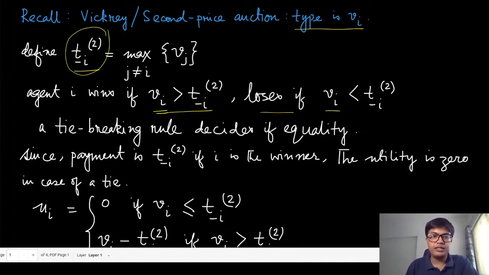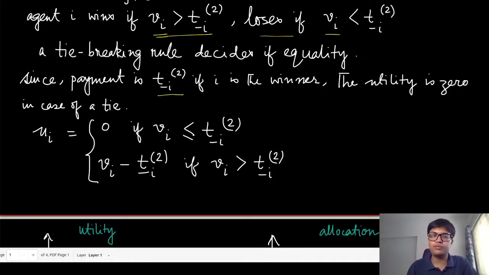Now the payment. So we know that under second price auction, the winner pays the second highest bid. So if agent I becomes the winner, then it pays T minus I. For all the other cases where VI is not the highest bidder, its value is going to be 0 anyway. So we can write the utility of this player I in the following way. If VI is less than or equal to T minus I2, it is going to get a utility of 0. If it is larger than T minus I2, the difference is going to be the net utility.